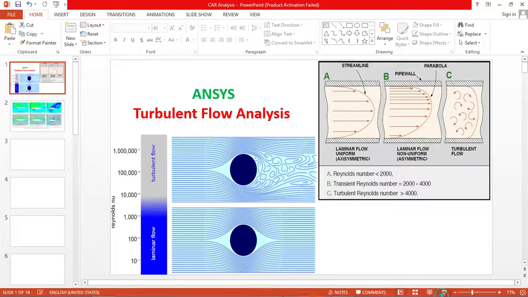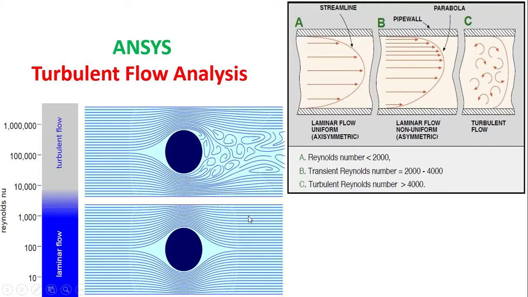Hello everyone, I hope you are all doing well, and today I'm going to deal with ANSYS Fluent. In that, this case study is a turbulent flow analysis. As you can see here, by just referring to this slide, the turbulent flow Reynolds number is more than 4000. For laminar it is less than 2000.